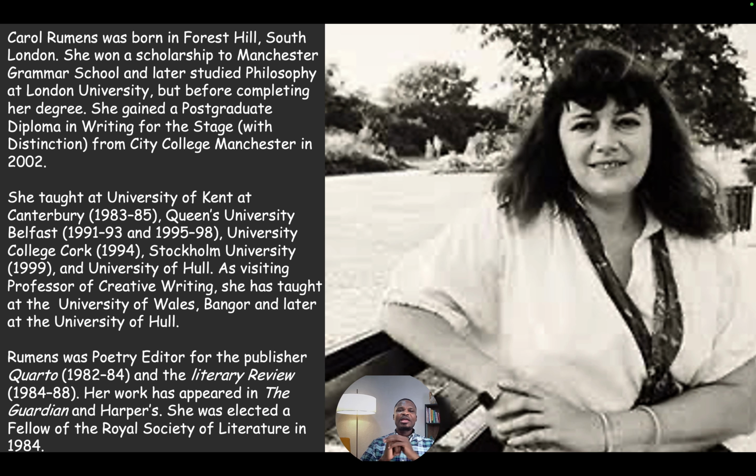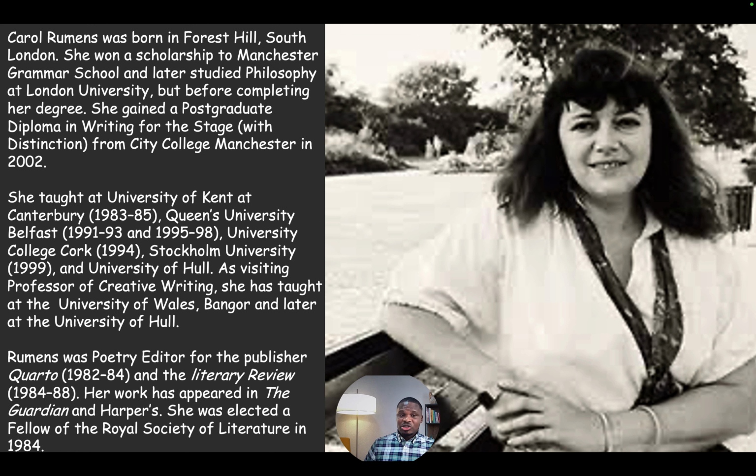Let's start by speaking about the poet, Carol Rumens. She was born in Forest Hill, South London. She won a scholarship to Manchester Grammar School and later studied philosophy at London University before completing a degree. She gained a postgraduate diploma in writing for the stage with distinction from City College, Manchester in 2002.